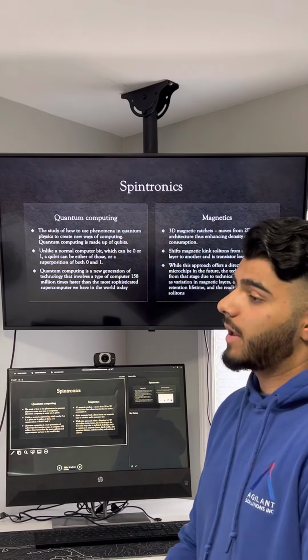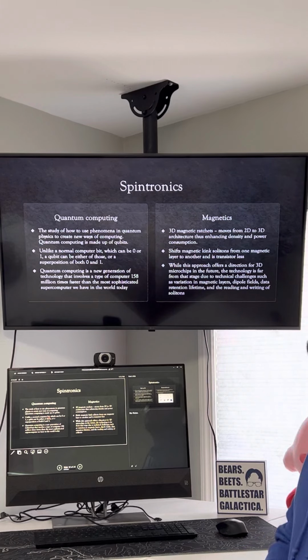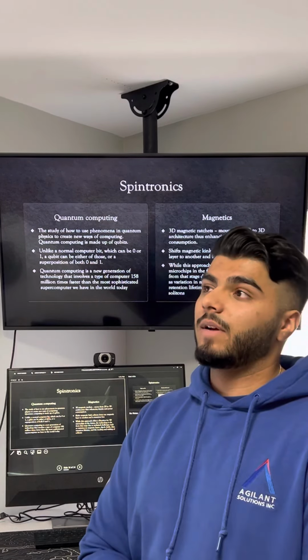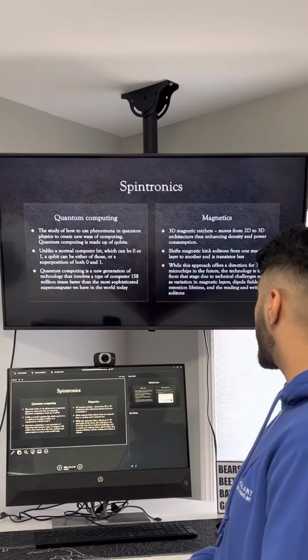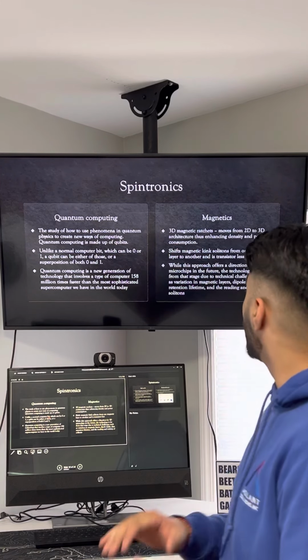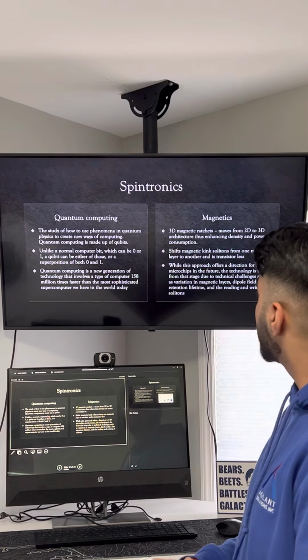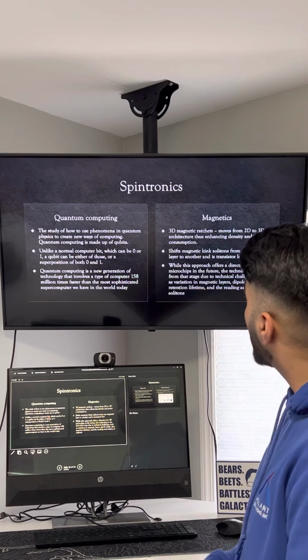This was part of the slides in the PowerPoint. I really couldn't find that much about magnetics for this topic, but I did find it in the textbook about specific 3D magnetic ratchets. They move from 2D to 3D architecture, thus enhancing density and power consumption.